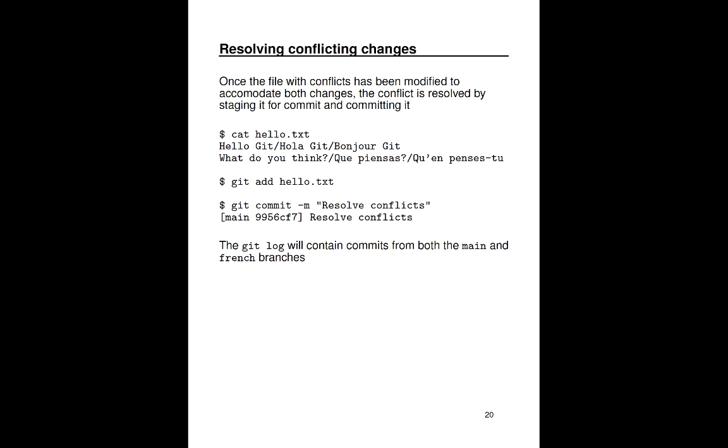Note that because of the way that we've merged things, if you do a git log, you'll see commits from both the main and the French branches, which is probably a good thing. I don't know. I like having lots of stuff in my commit history. Helps me understand all the changes that were made.